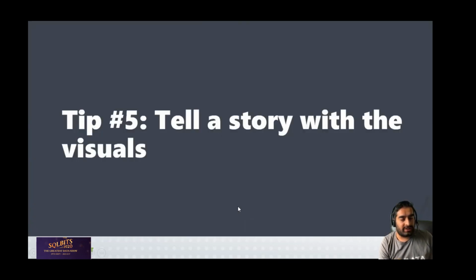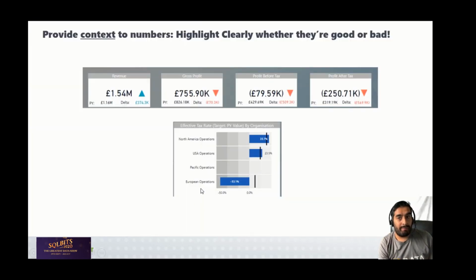Our last tip that we covered was telling a story with the visuals. So this was all about making sure we provide context to the numbers. So not just showing a number and showing revenue is 154 million, but actually, is that number good or bad? What was it the year before? What was it the month before? Are we going in the right direction with it? And why is the next question then, right?